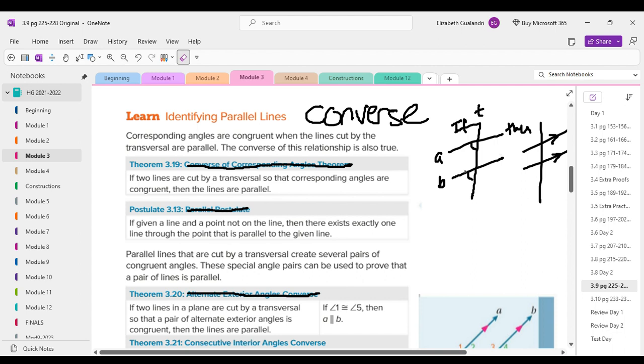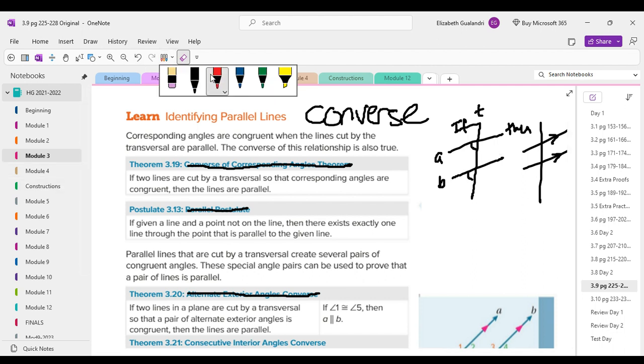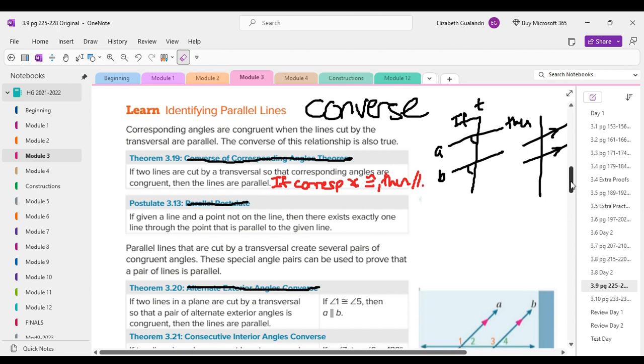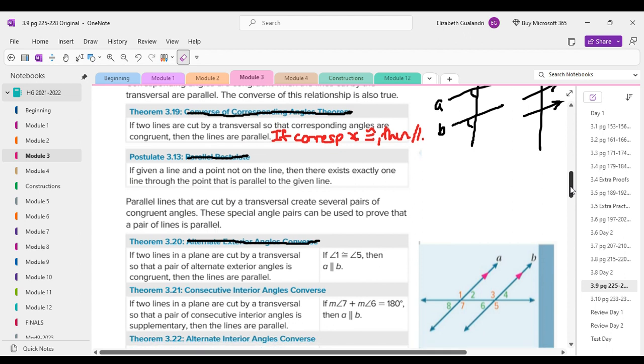We don't know that they're parallel. We know that the angles are congruent instead, and we're proving that the lines are parallel. So my if-then statement here is: if corresponding angles are congruent, then we have parallel lines, and that's how you're going to write that. Again, I expect to see the if-then, not the corresponding angles theorem.